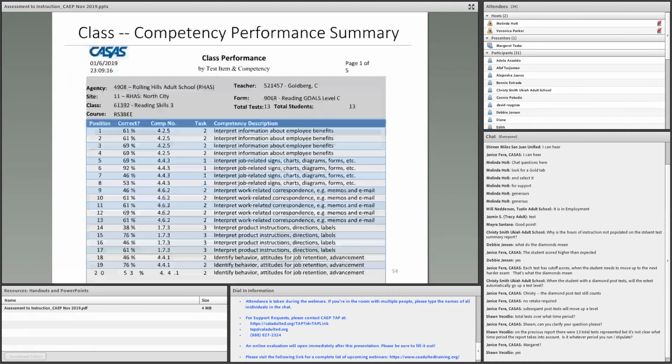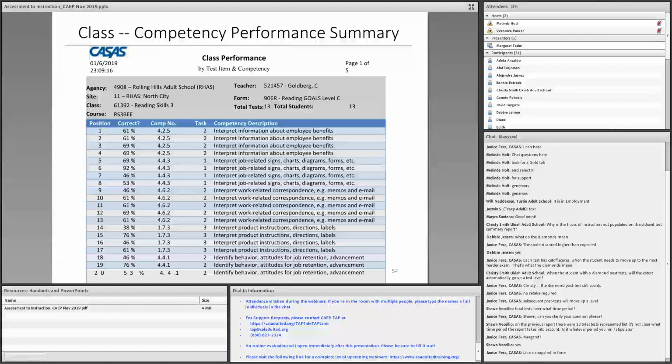So, all right, let's look at the class competency performance. Again, this would help the teacher. There were 13 tests. How many items? There were 20 items. The correct gives you the percentage correct. 92% of the students are interpreting these job-related signs well, but 46 and 53 for the other two. So they may still need a little work on that area.